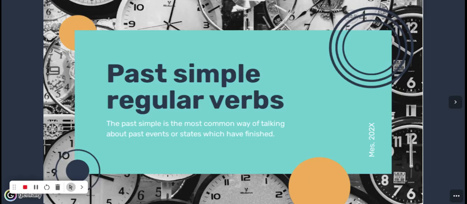Hello everyone. Today we are going to learn about the past simple tense and we are going to see the regular verbs. The past simple is the most common way of talking about past events or states which have finished.